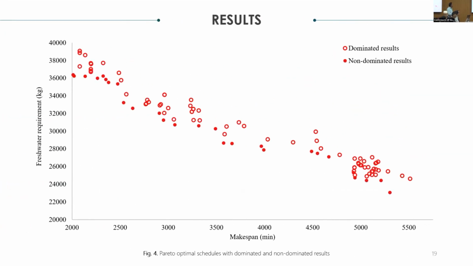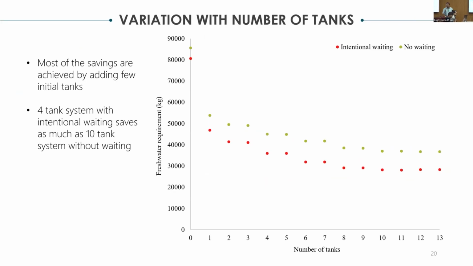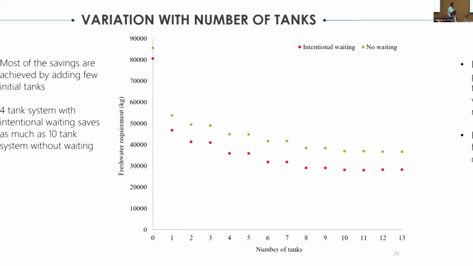And this is my freshwater requirement, both dominant and non-dominant results. You can see that from the previous result of 7,500 kg, now I'm going to somewhere around 3,000, far lesser, of course with increasing makespans because you have an intentional waiting duration. Interestingly, and as expected, most of the savings come from adding tanks only at the initial stages. After about 3 tanks, the savings stay constant. So you don't need 10 or 14 tanks for each stage to store water. All you need is just 3 tanks at the initial stages, and that's what this result tells.